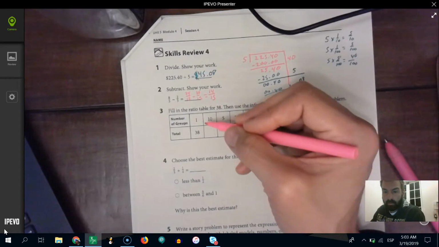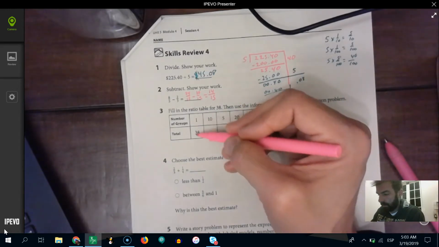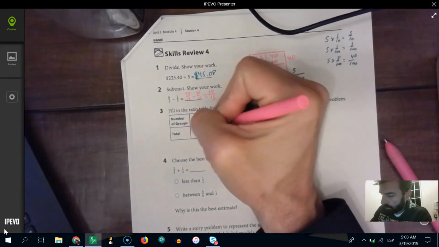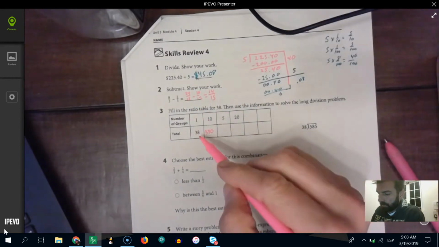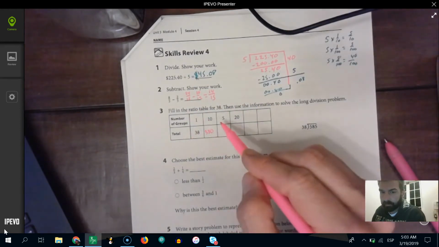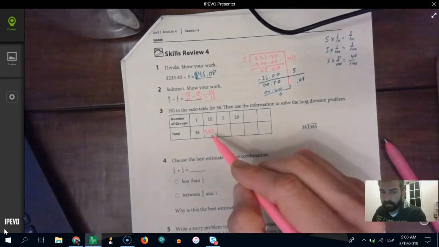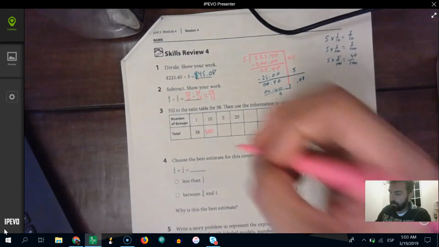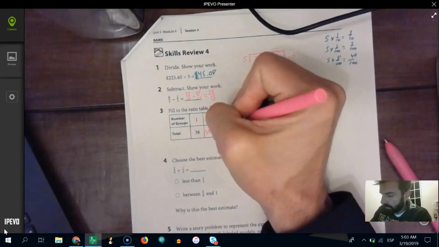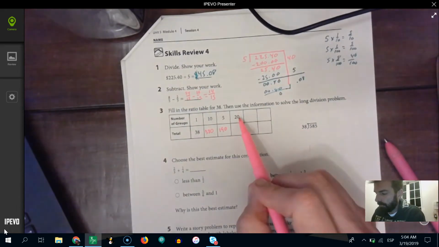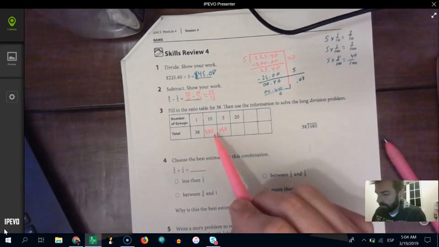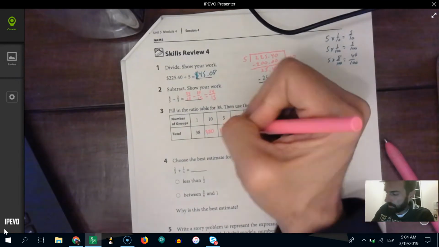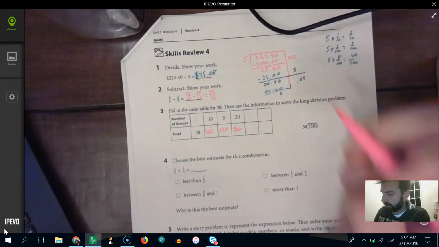Fill in the ratio table for 38, then use the information to solve the long division problem. So for every group, I have 38, so 10 groups would be 380. Because again, that number shifts down 1 spot. 5 is half of 10, so I just need to think of half of 380, which is 190. And then we have 20, which is double 10. So I need to think of double of 380, which is 760.